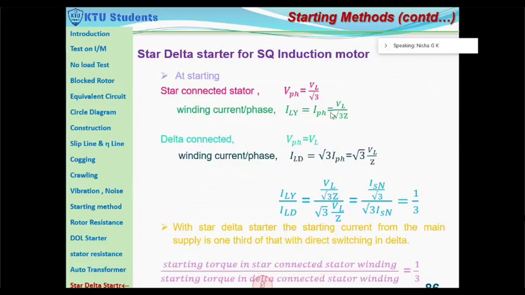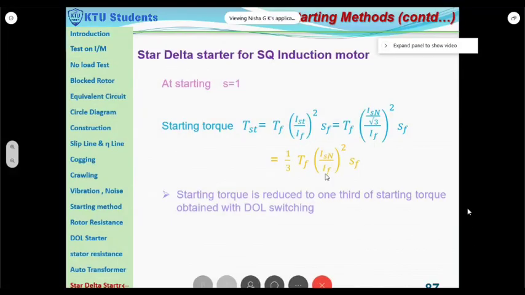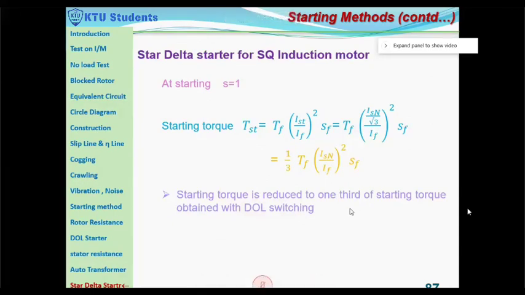And for the star delta squirrel cage induction motor, you have to take the star connected one: V phase will be equal to VL by root 3, and the current will be equal to I phase, the same. In the delta connected, V phase and VL will be the same, but the current will be equal to root 3 I phase. If you take the ratio, you will get a 1 by 3 factor. So we can see that at start, the starting torque will be 1 by 3 times the direct online starting. The starting torque is reduced to 1/3 of the starting torque obtained by DOL switching.